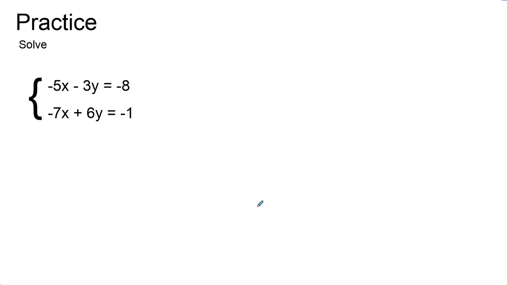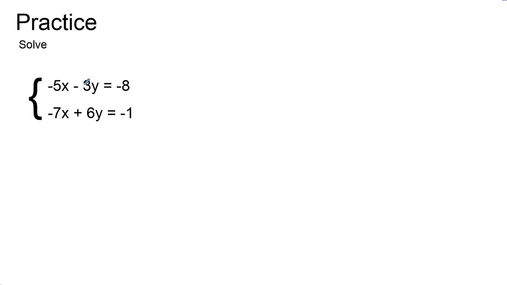All right, so take a look at this one. None of these are able to be solved by simple adding or subtracting. What do you think we could do to solve these? Well, I'll give you a second to think about it.